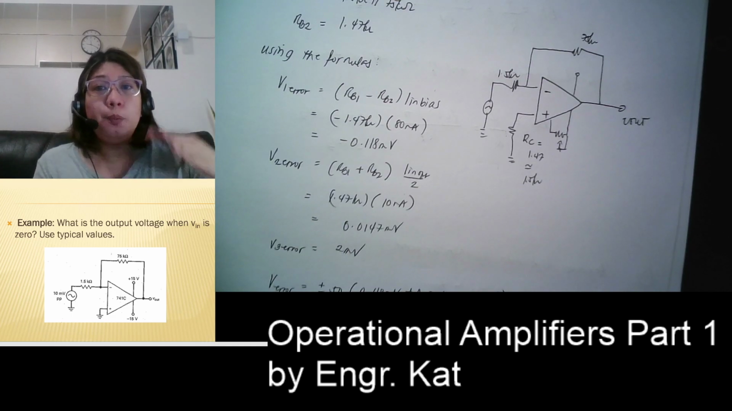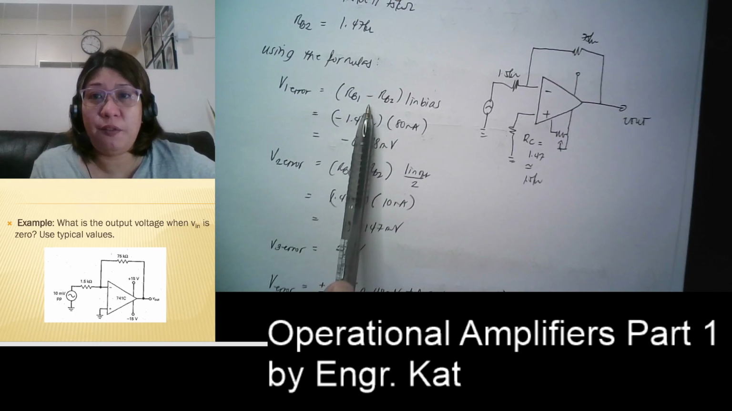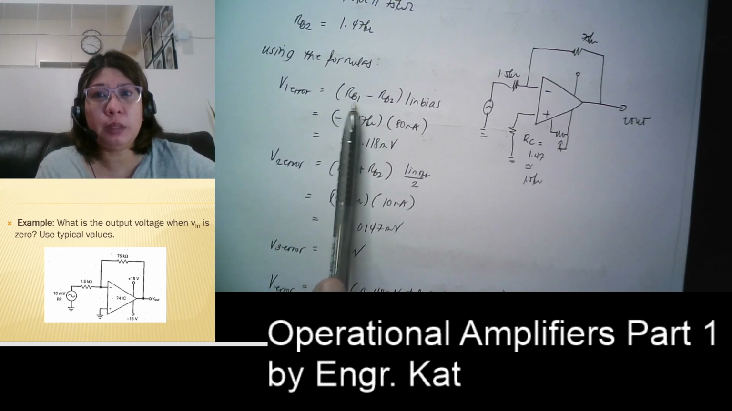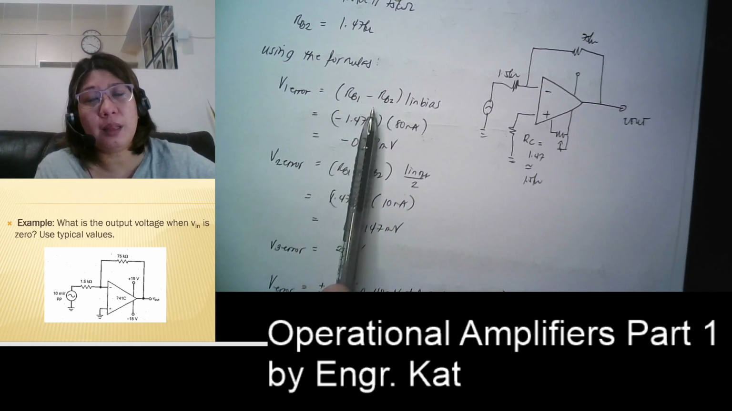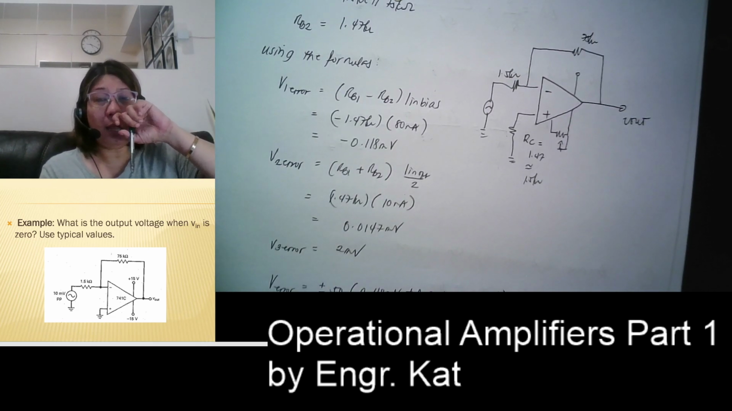Okay, so that we can nullify. For example, if we place an RB1 which is equivalent to RB2, and we subtract them, this will be equivalent to 0. So therefore, we can at least nullify, or invalidate, one error. Okay?